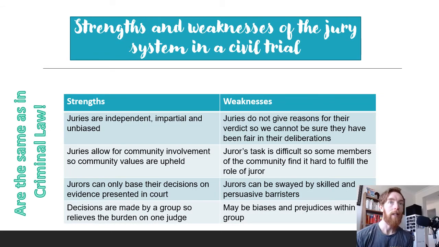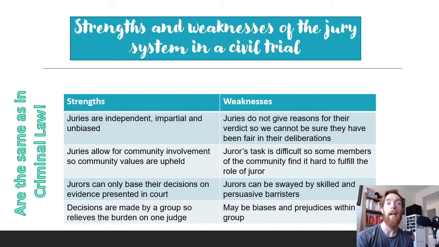So our strengths and weaknesses. The strengths of a jury in a civil trial is that they're independent, impartial, and unbiased. They allow for community involvement and allow community values to be upheld. Jurors can only base their decisions on the evidence presented in court, and decisions are made by a group, so it relieves the burden on one judge, because if you have a group, it's more likely they're going to make the right decision, because it needs to be that majority or unanimous decision.